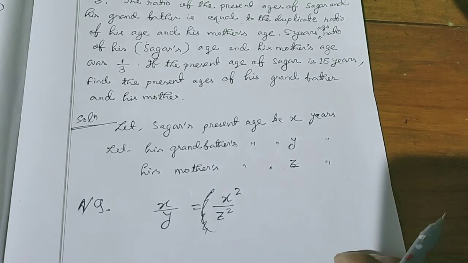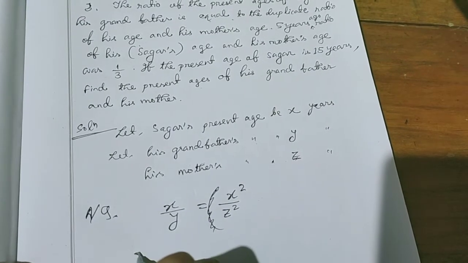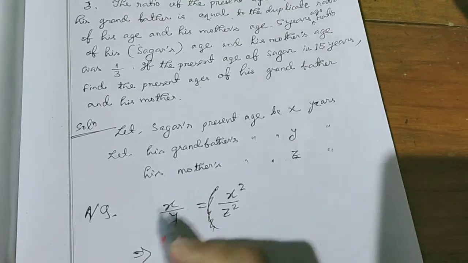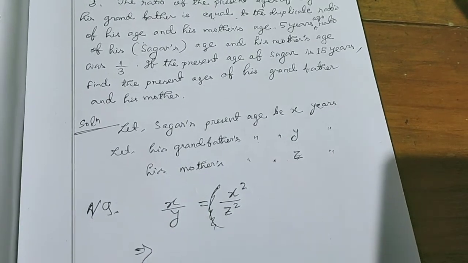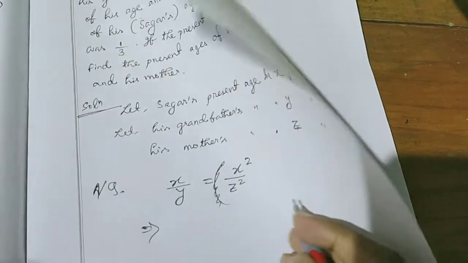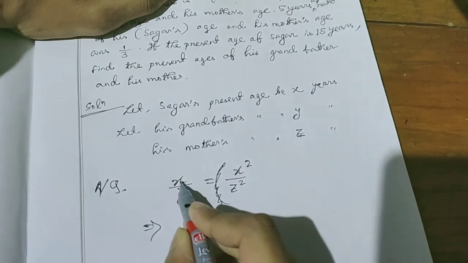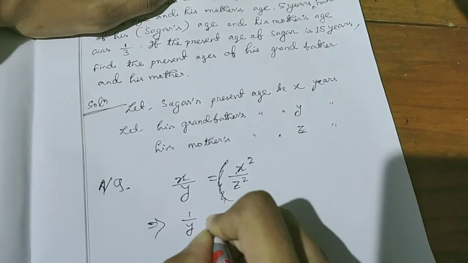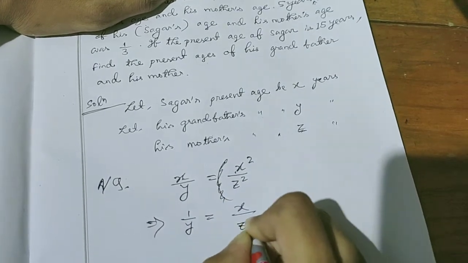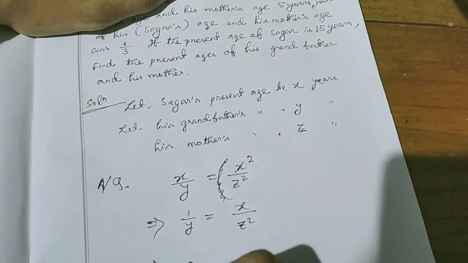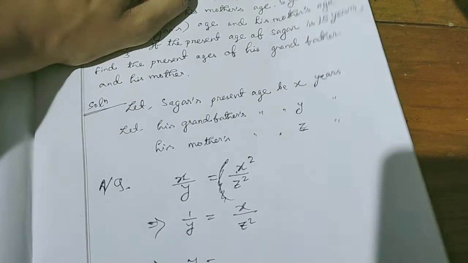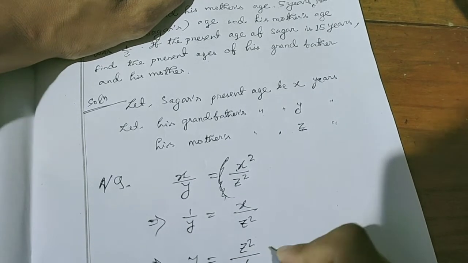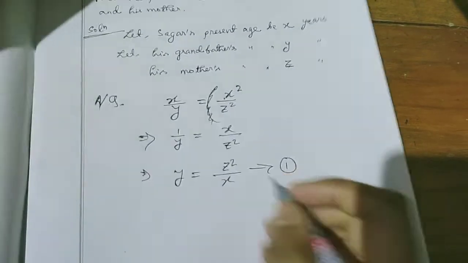We have got this equation from the question. Now we can remove 1x from here and 1x from here, so this will be 1 by y equal to x by z square. So now we can get the value of y as z square by x. We give it equation number 1.